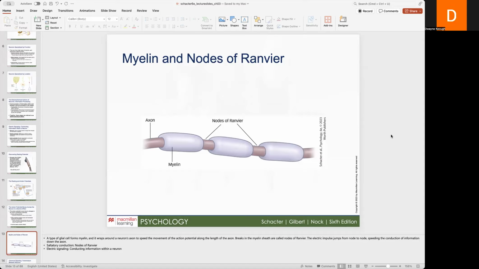The myelin that wraps the nodes of Ranvier helps to expedite the speed at which the action potential travels down the axon. This is called saltatory conduction. In the absence of this, I believe the signal only travels somewhere around 6 meters per second. But when it is insulated with this fatty substance, myelin, the speed of the signal is about 120 meters per second. So it's significantly faster.